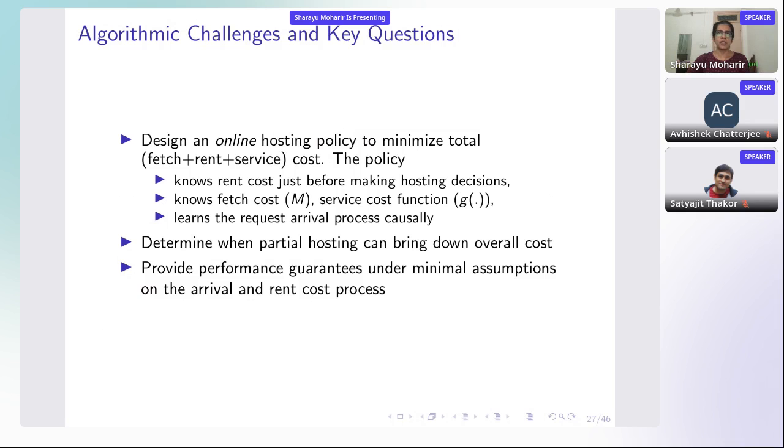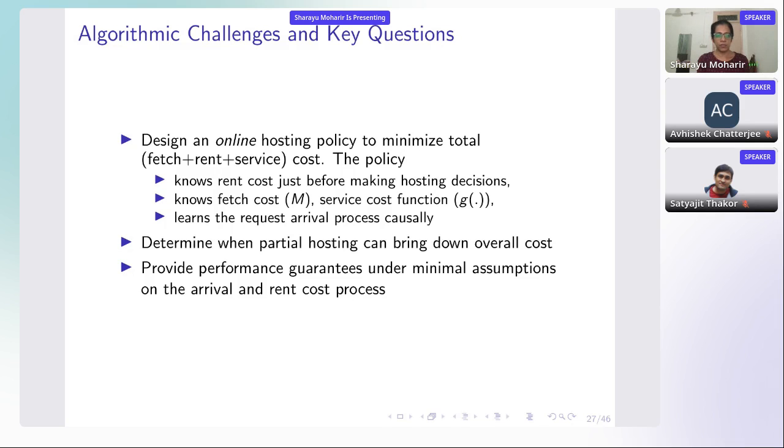Recall that the algorithmic challenge is to design a hosting policy which decides when to host the service at the edge to minimize the total cost of service. This total cost includes the fetch, the rent, and the service costs. Hosting decisions can be changed from time slot to time slot based on the request arrival patterns and the rent cost. In addition to this, the policy makes hosting decisions based on the fetch cost value, and it also knows the latency function g. And again, here we are looking at online policies because the request arrival process is revealed in a causal manner.